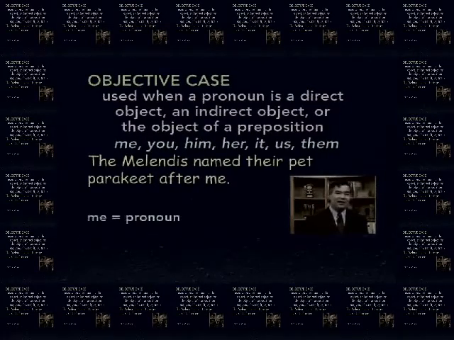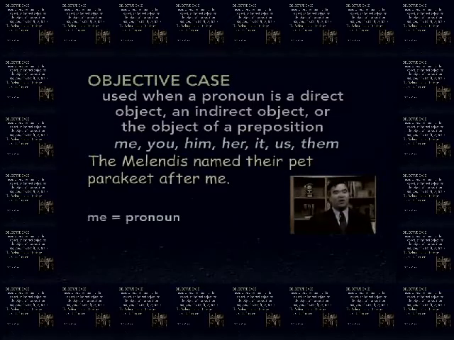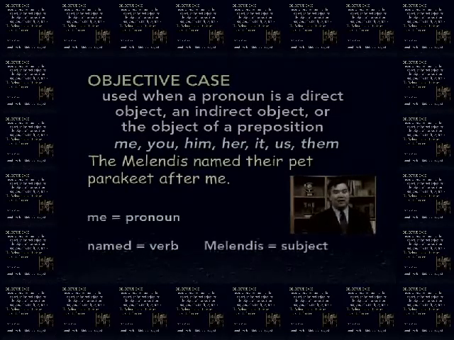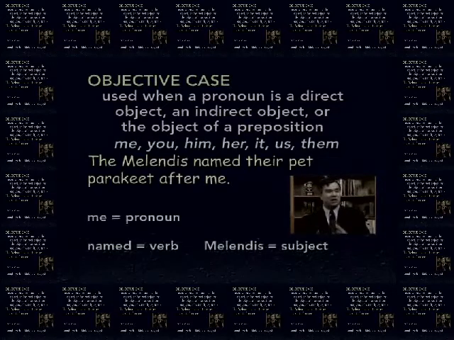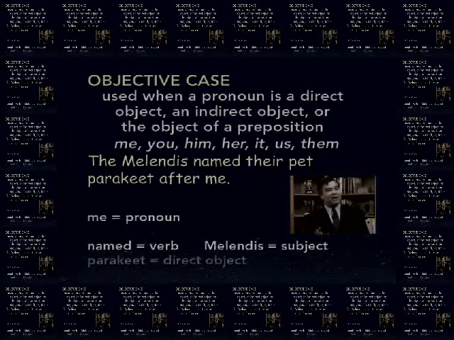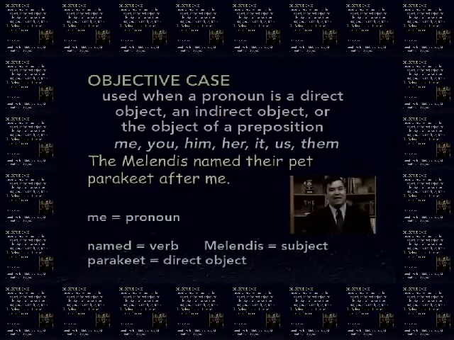What's the subject and what's the verb in this sentence? Well, the verb is named, and the subject is Melendys. The Melendys did the action described by the verb naming. Now, what's the direct object of named? The direct object is parakeet. That's who or what the Melendys named.